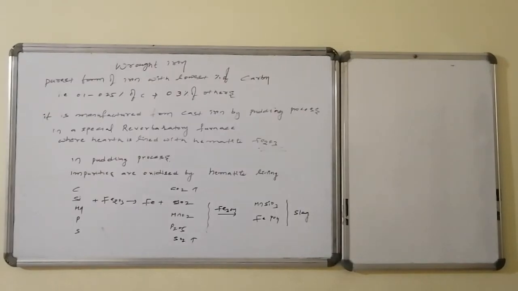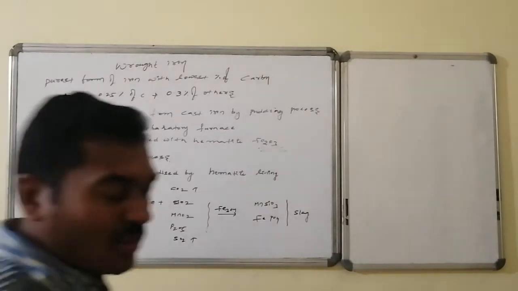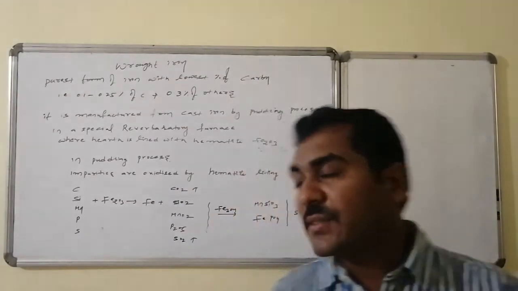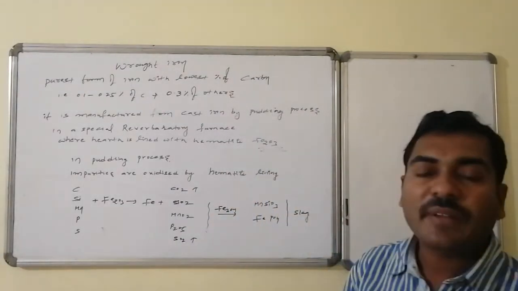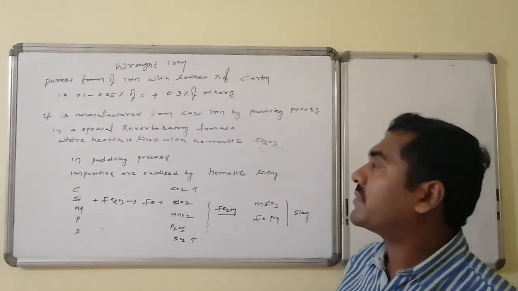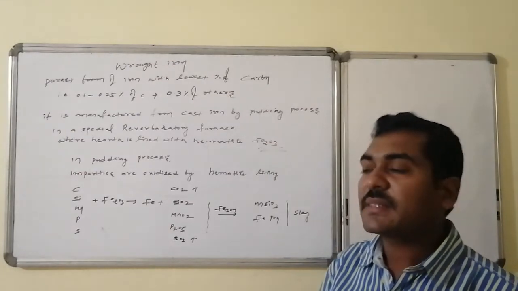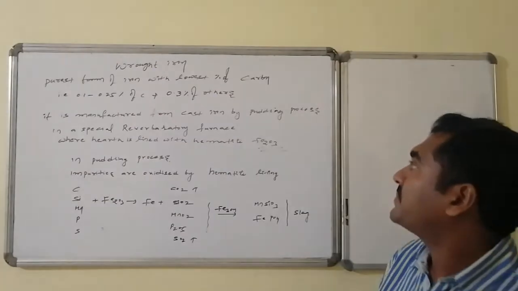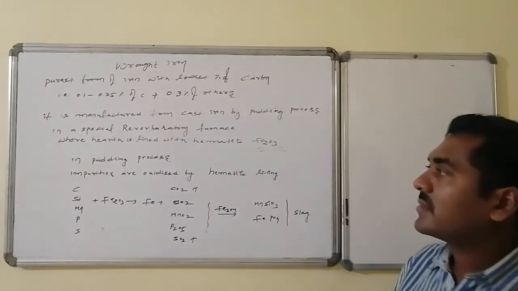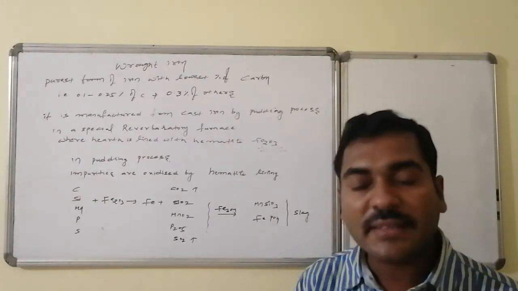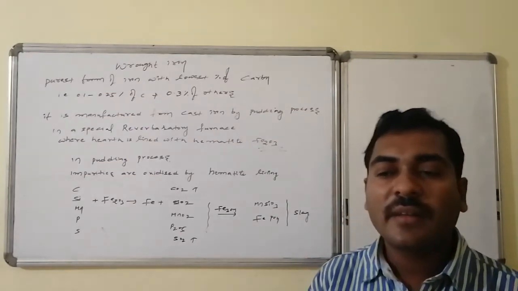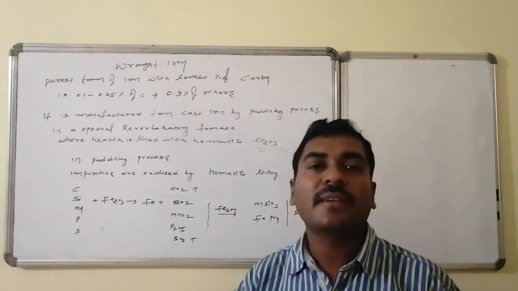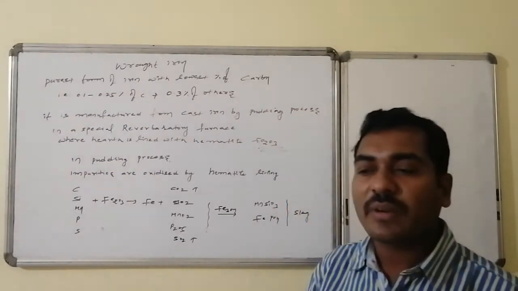Wrought iron, the purest form of iron with the lowest percentage of carbon content, is said to be wrought iron. It has 0.1 to 0.25 percent of carbon and 0.3 percent of other impurities, whereas it is manufactured from cast iron by the puddling process, which is executed in a reverberatory furnace having a hearth lined with hematite, Fe3O4 lining.